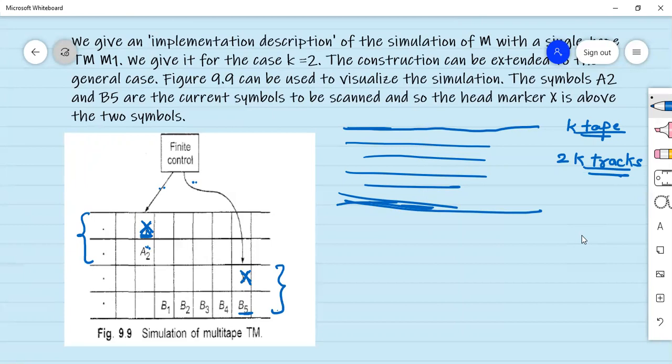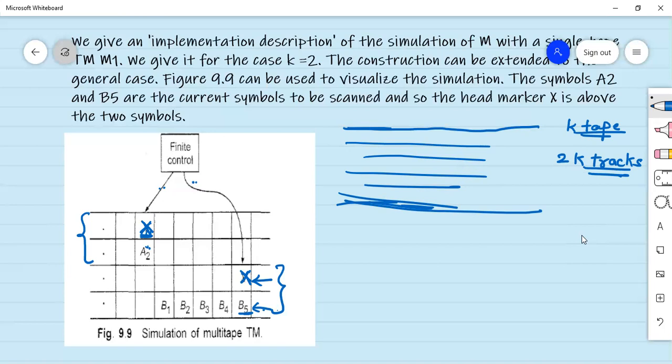So what is happening over here? For K tapes, we need 2K tracks. One for actually storing the information and one to store the marker, which represents the respective tape head. Now the question was, can I accept, right? Whatever is accepted by a multi-tape Turing machine should be accepted by the single tape Turing machine also.